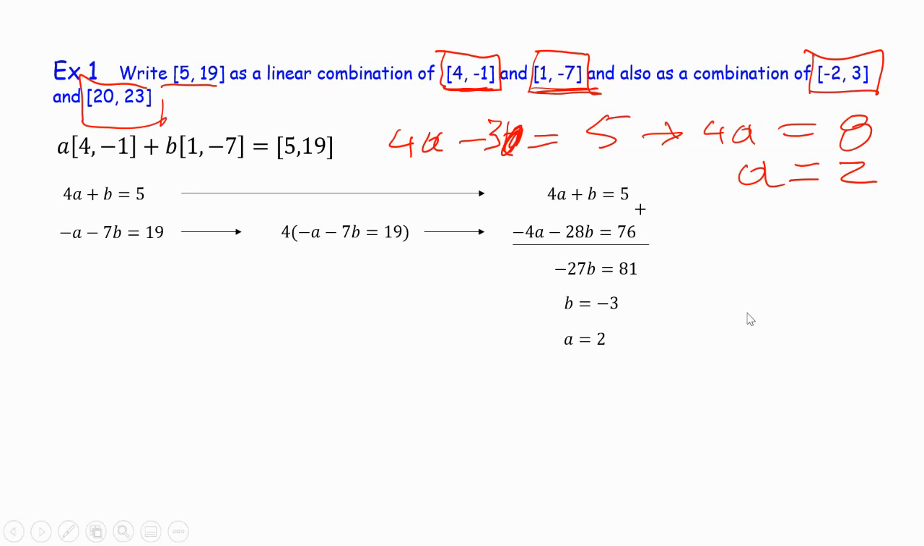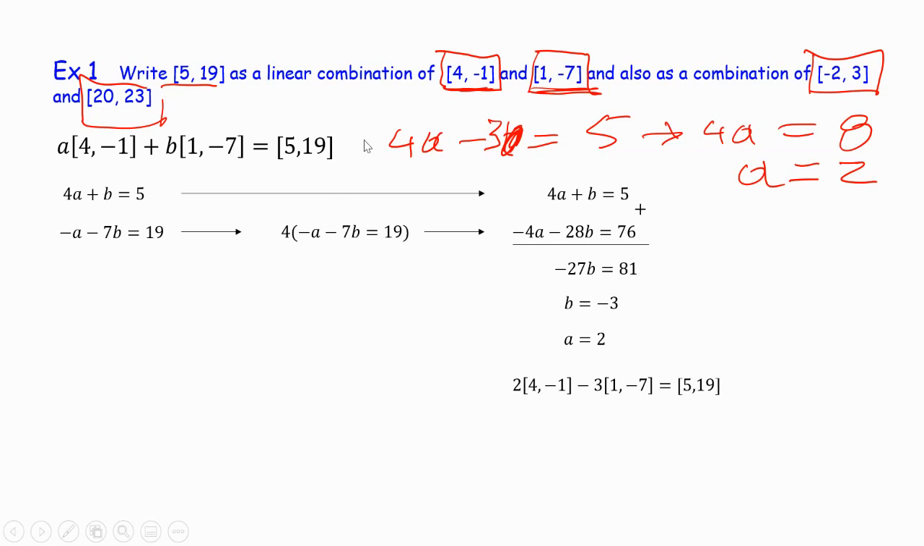Okay, so now I'm ready to do what I wanted to do all along, which is to go back up to the top where they asked us to write (5,19) as a linear combination of (4,-1) and (1,-7). So if I take the (4,-1) vector and multiply it by 2, because that's my a, I figured that a was 2. So 2 times (4,-1) minus 3 times (1,-7) is equal to (5,19). Okay, which is exactly what I was asked to do. So I've done it, right?